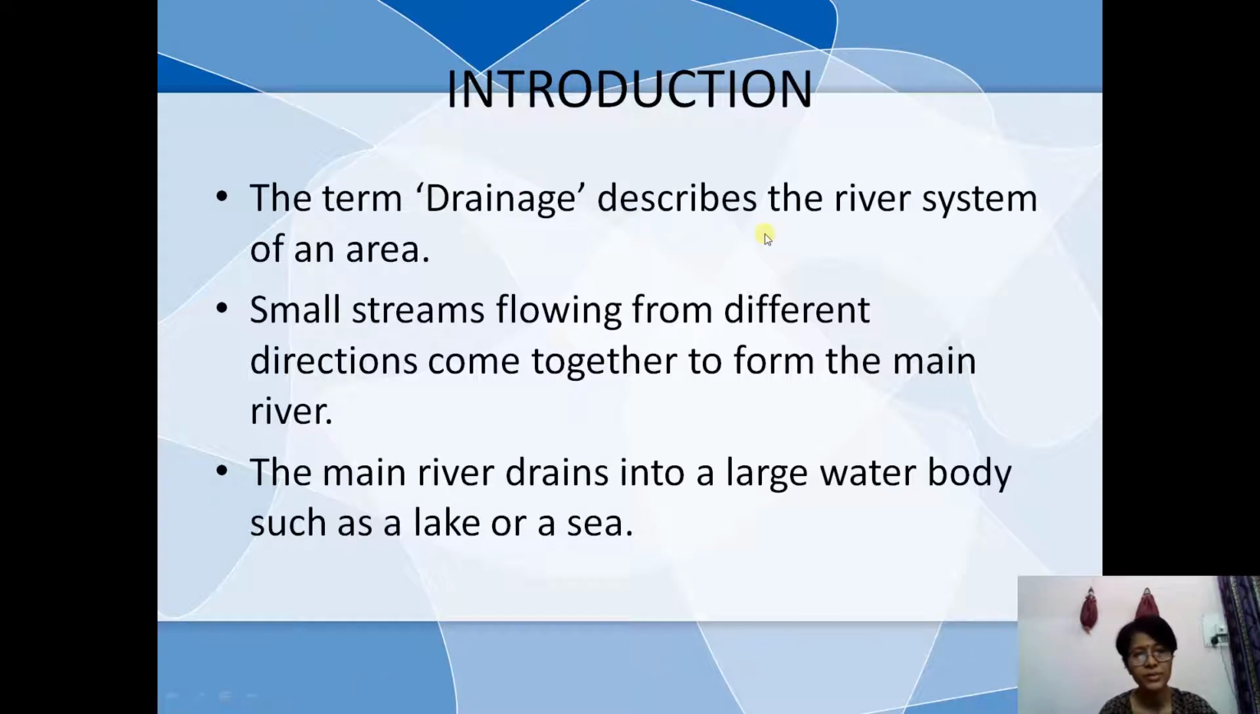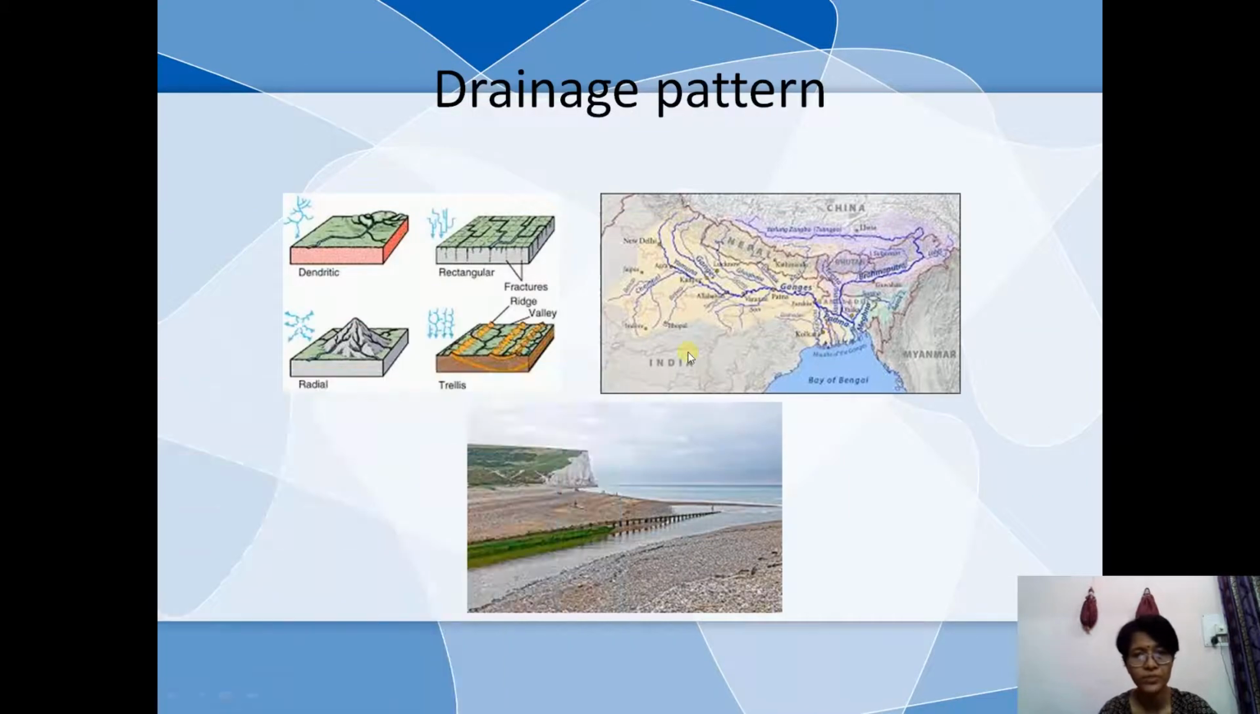The term drainage describes the river system of an area. If the word drainage comes, then definitely one thing will come to your mind, that is related to rivers. Small streams flowing from different directions come together to form the main river. So many small streams usually flow from different parts of the country or different directions. They come together to form the main river. The main river drains into a large water body such as a lake or a sea. So usually a river drains into a lake or sea or ocean.